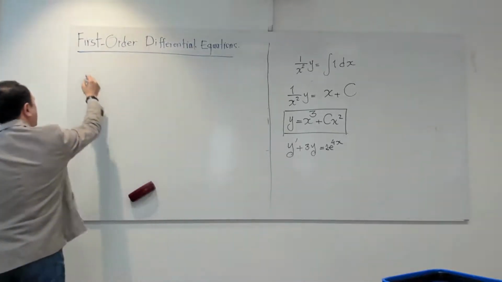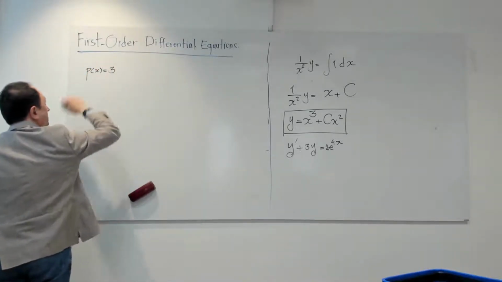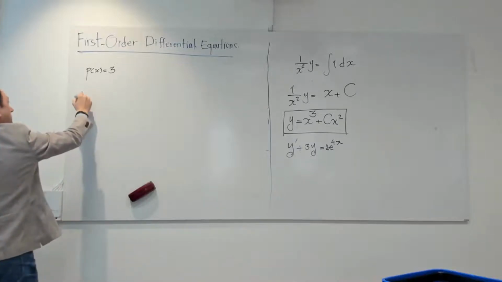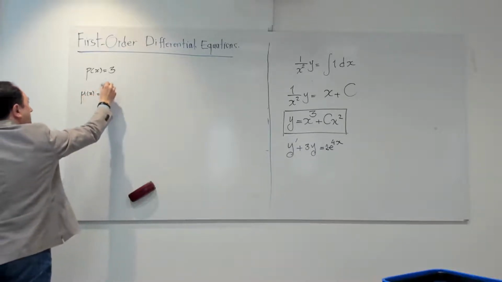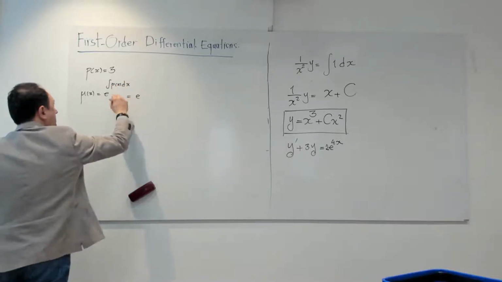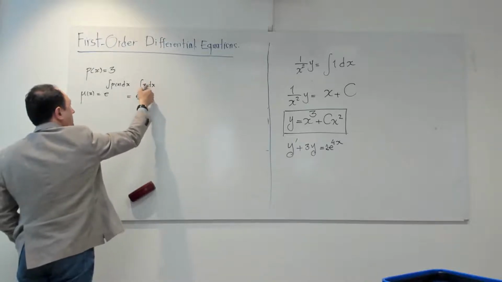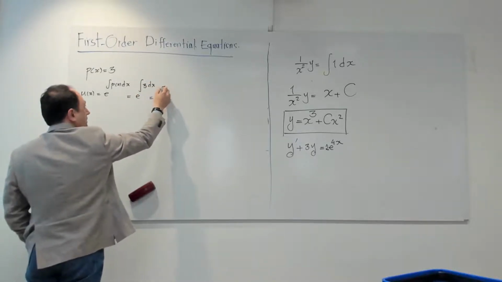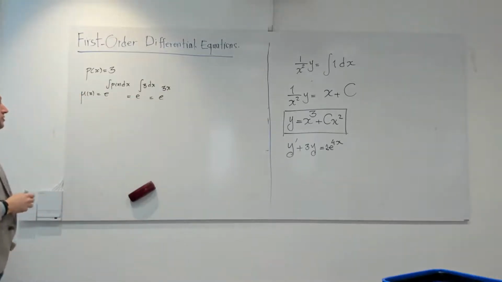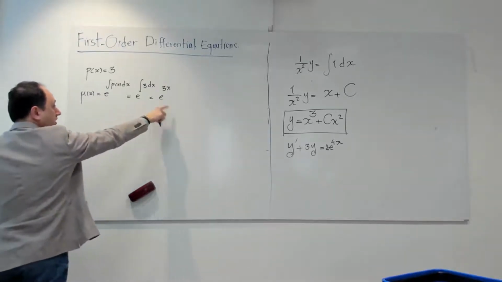So what is P of x here in this problem? P of x is the constant function 3, and then mu of x is the formula e to the power of integral P of x dx. So then it becomes e to the power of integral 3 dx, and if I ask you what is the primitive function of 3, you can immediately tell me that it is 3x. And so that is my integrating factor. What I have to do now is multiply both sides of this equation by this integrating factor.